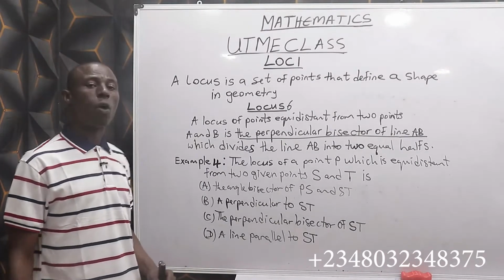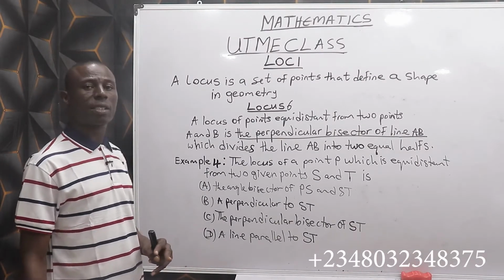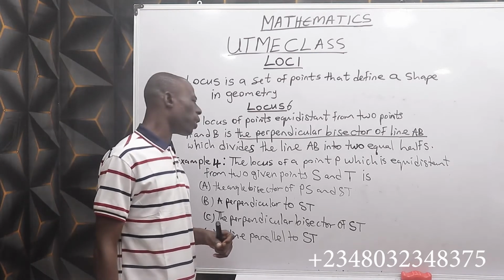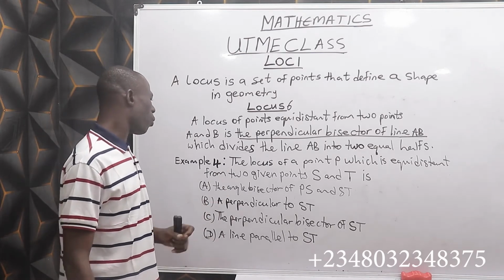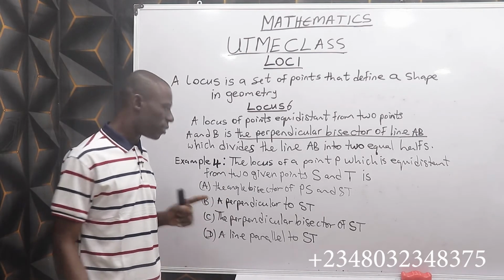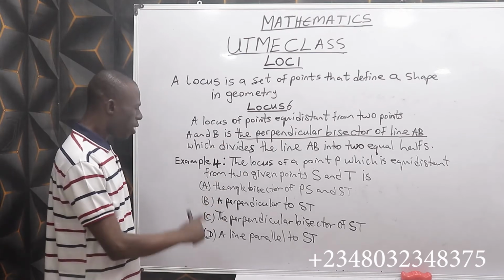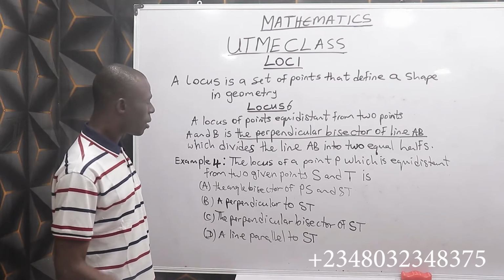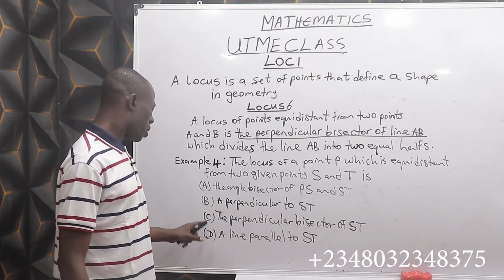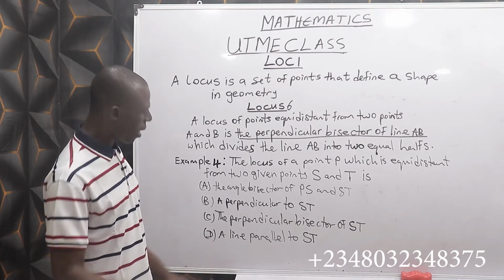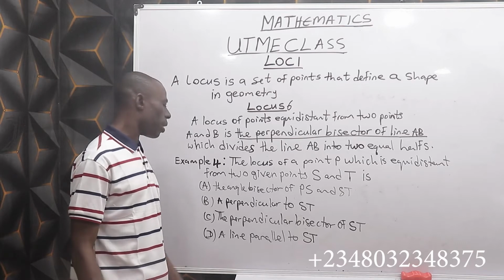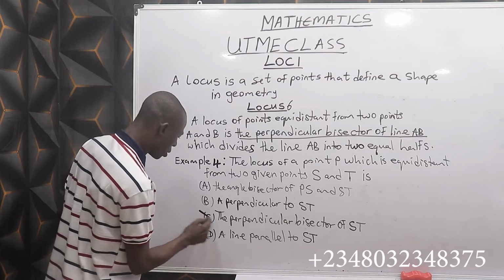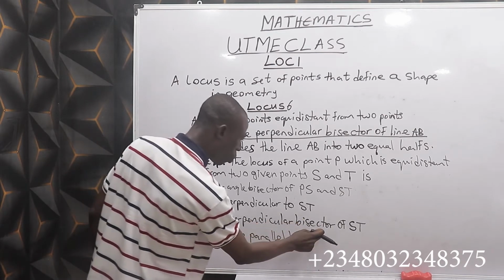Let's consider example 4, yet under the locus. Example 4. The locus of a point P, which is equidistant from 2 given points S and T, is option A, the angle bisector of PS and ST. Option B, a perpendicular to ST. Option C, the perpendicular bisector of ST. Option D, a line parallel to ST. The correct answer there will be option C, that is the perpendicular bisector of ST.